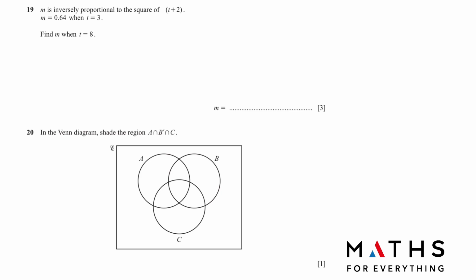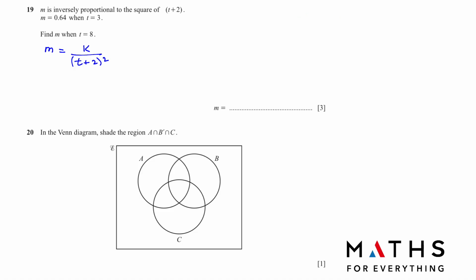Question number 19. M is inversely proportional to the square of t plus 2. So first, M is equal to k over (t plus 2) squared. If it is inversely proportional, you write it like that. If it is directly proportional, you would have written it k multiplied by (t plus 2) squared. Okay, so that's the difference between the two.